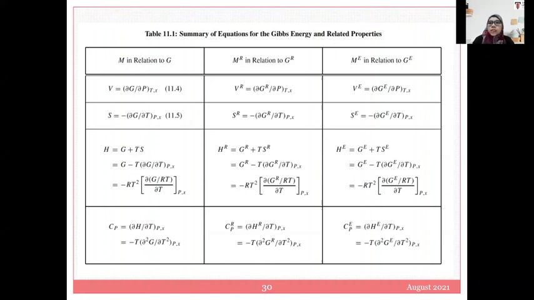Okay, the summary of the equations for the Gibbs energy and its relation to other properties is shown in this table. The first column has the thermodynamic properties in relation to the actual Gibbs energy: the molar volume, the entropy, enthalpy, and the heat capacity. The second is the relation for the residual properties, also listed here. And last we have the relation of the excess properties to the excess Gibbs energy. You may refer to this summary. Basically, no need to memorize all the equations. This is just to show you the relation between the properties and the Gibbs energy, whether actual, residual, or excess.